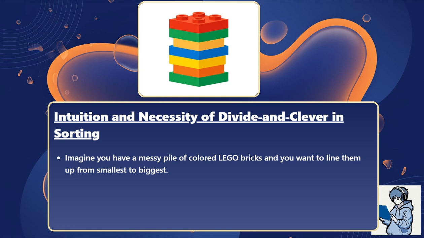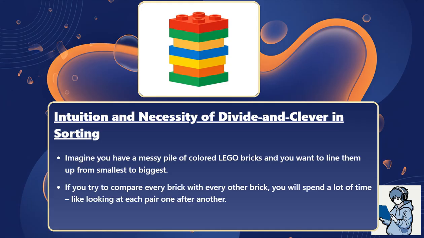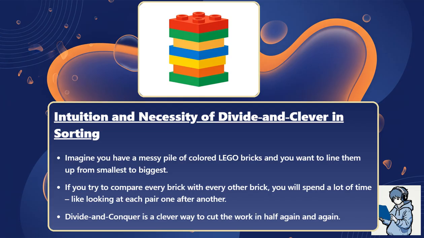Imagine you have a messy pile of colored LEGO bricks, and you want to line them up from smallest to biggest. If you try to compare every brick with every other brick, you will spend a lot of time, looking at each pair one after another. Divide and conquer is a clever way to cut the work in half again and again.